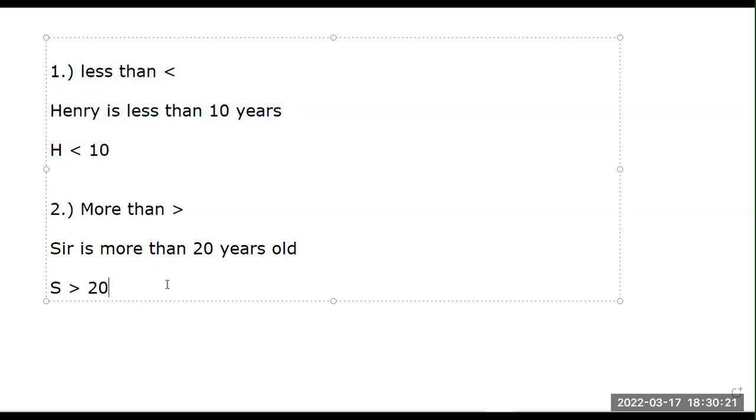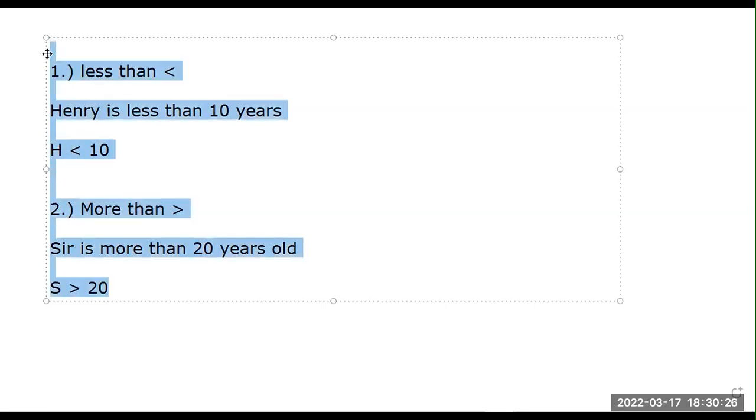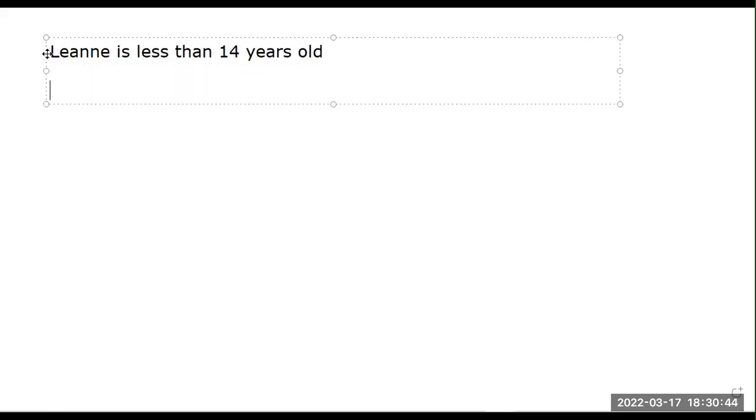So this is two examples, more than and less than. We have two other signs to talk about. Let's do examples using these. So guys, how would we write this as an inequality? If we want to translate the sentence into math using one of the inequalities we just spoke about, how would we do this? Take a minute, you can message me the answer. Use L to represent Leanne.